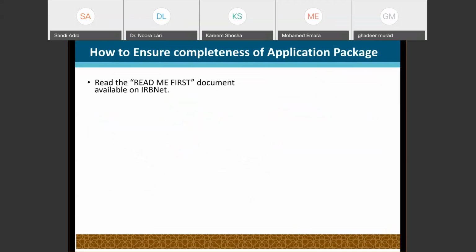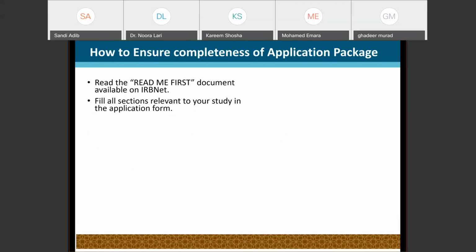So these are some tips on how to ensure the completeness of the application form. The IRB specialist, Ms. Ghadir, prepared for you a read me first document that is available on IRB.net. For those who are familiar with applying to IRB, all those comments that you receive at initial screening are available in this document, so you can go through it, see what actually fits your application, and please try to do them before even sending this to us. This will decrease the time that your application spends in the initial screening stage.